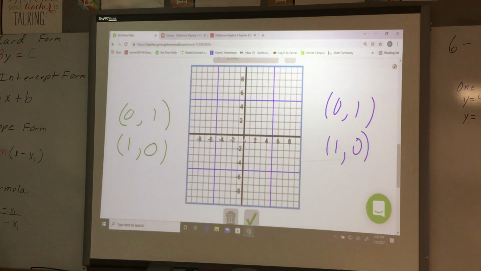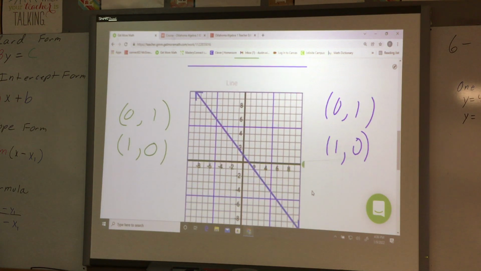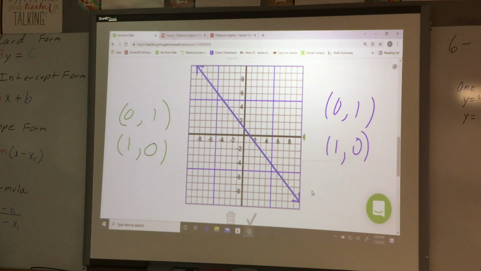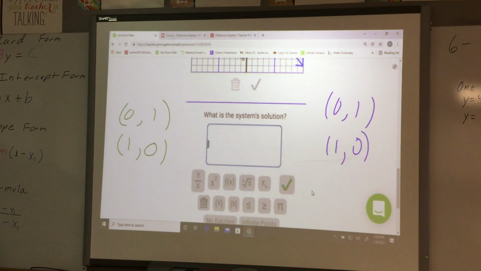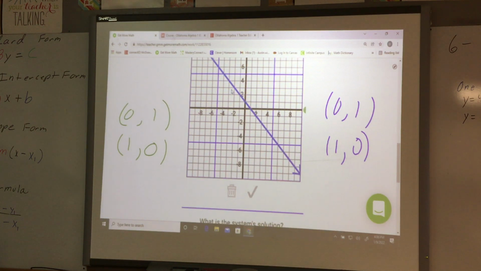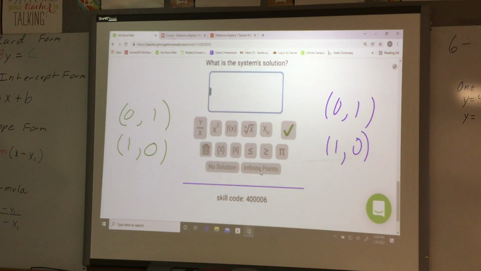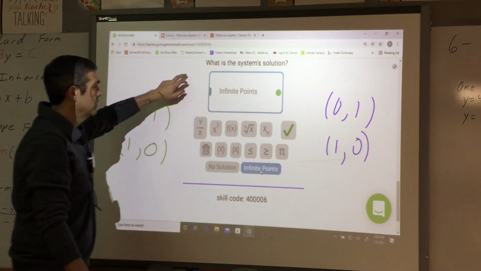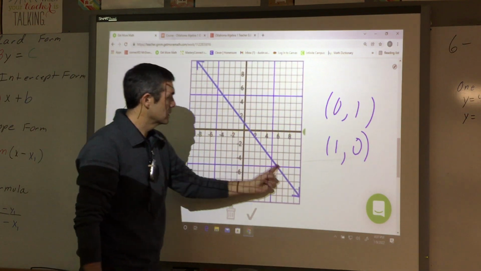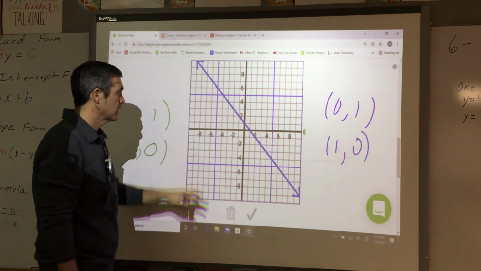Okay? So 0, 1 and 1, 0. And then you end up doing it again. 0, 1. Okay, so it took both. Now, I don't know if you can just do the one line and then hit the number or not, but notice, you only have the one line, they're exactly the same, so this is infinite points, right? Exactly the same line. That's what you're looking at.